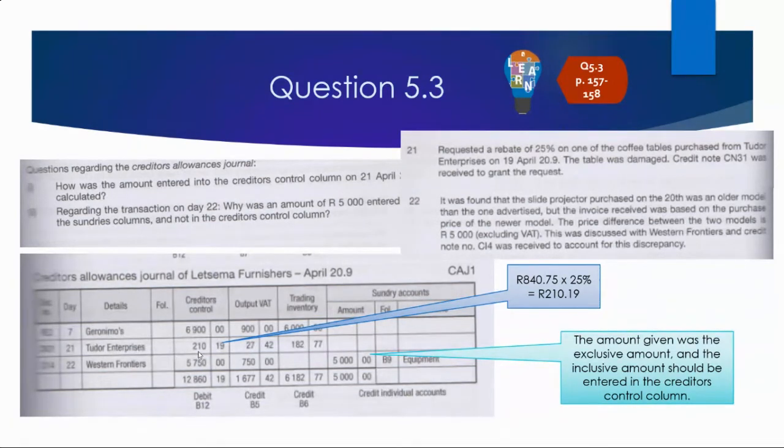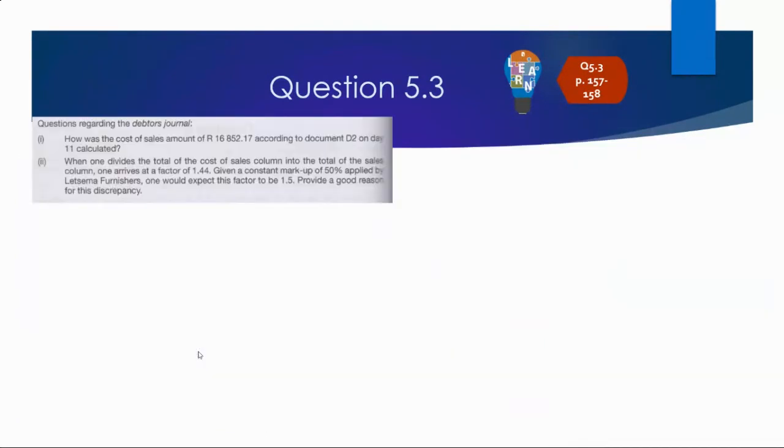So you see, if you did not read the fact that it was exclusive of VAT, you would have made that mistake and put it in the incorrect column. So you can see it's important to be very mindful of whether an amount is inclusive or exclusive of VAT. Okay, let's move on to our debtors journal.